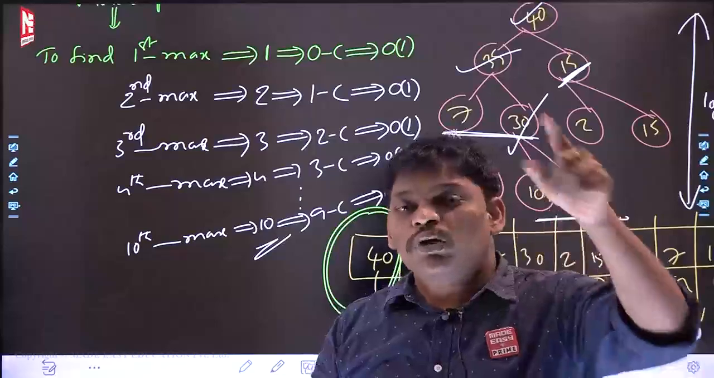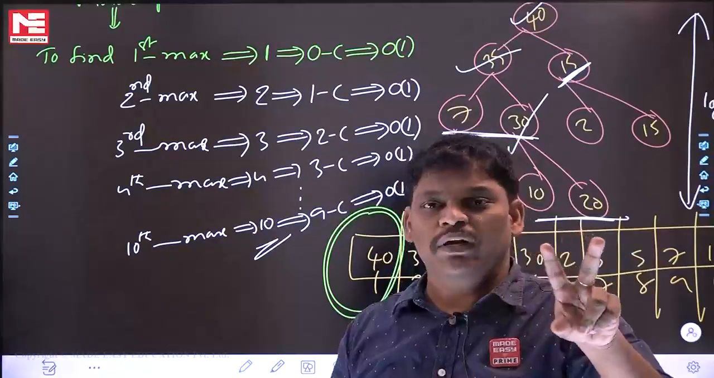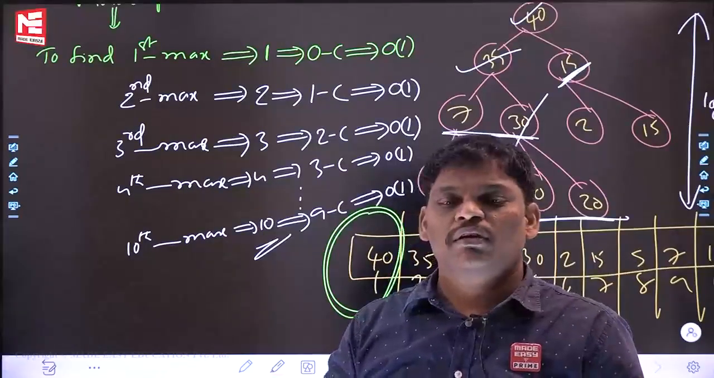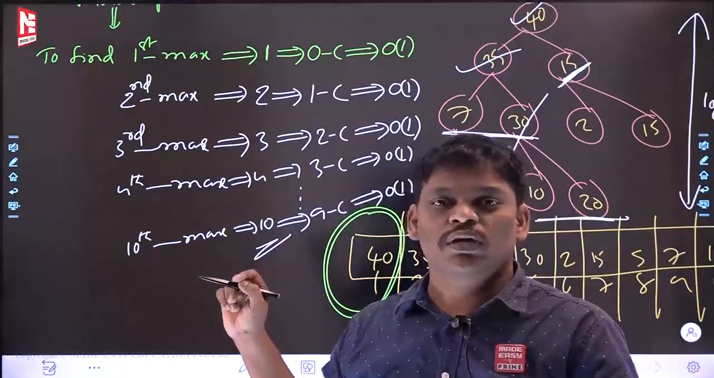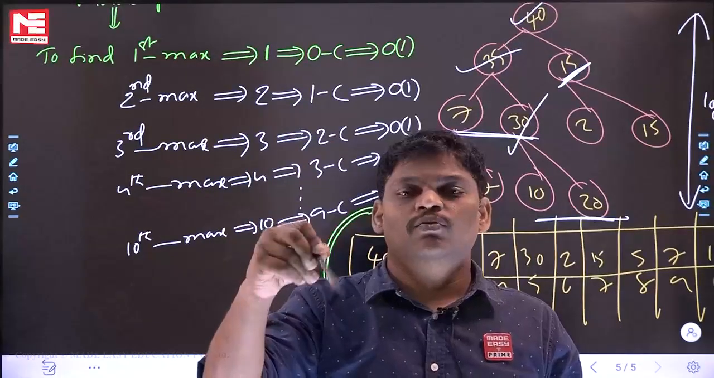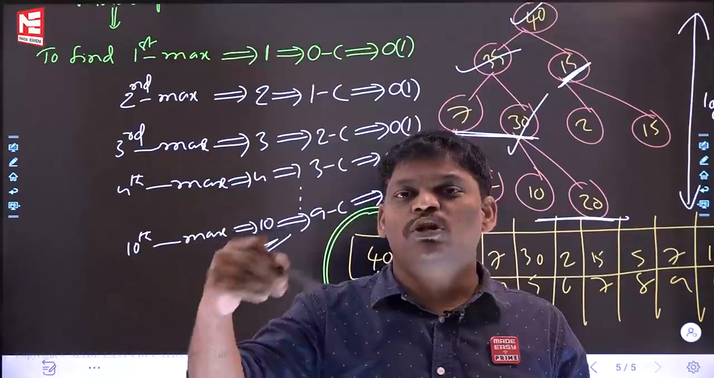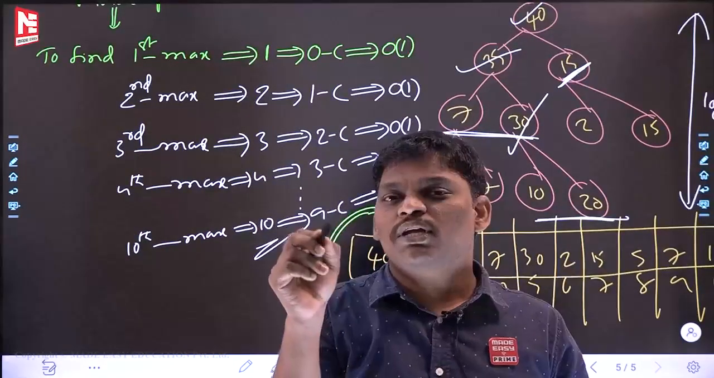Right? So out of those 10 people, to find the maximum element, 10 people fighting, to find the maximum person, 9 comparisons are required. 9 comparisons is a constant time, that is also okay. But one thing: for the 10th maximum, 10 people are fighting.